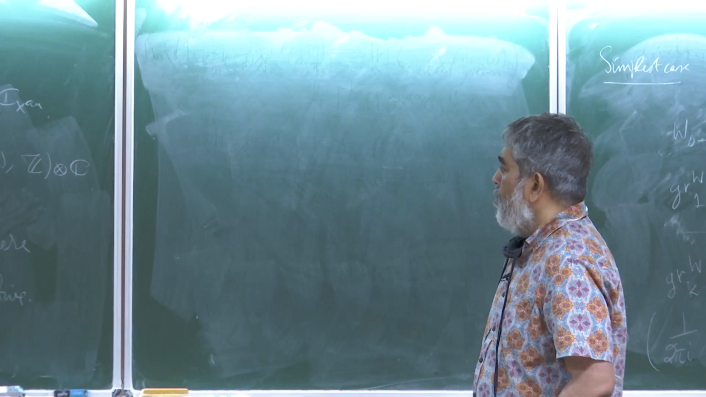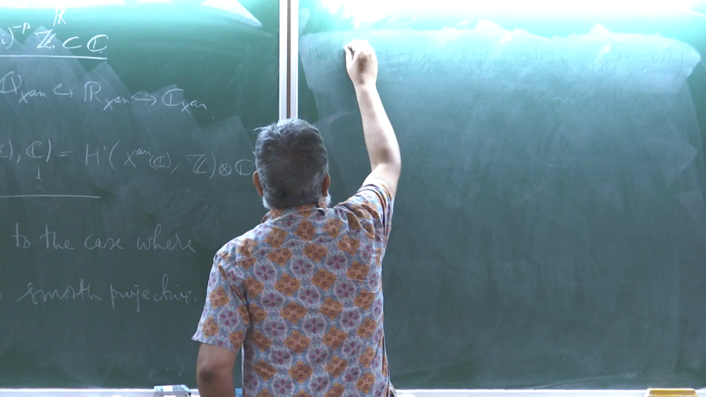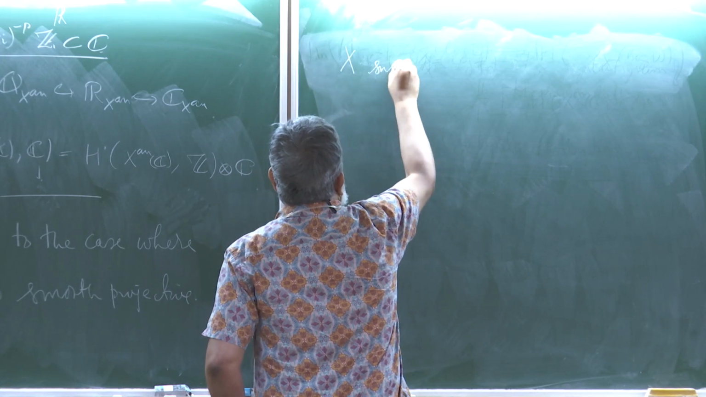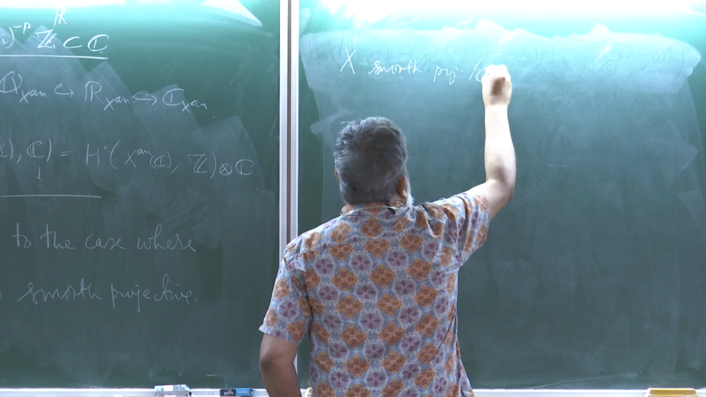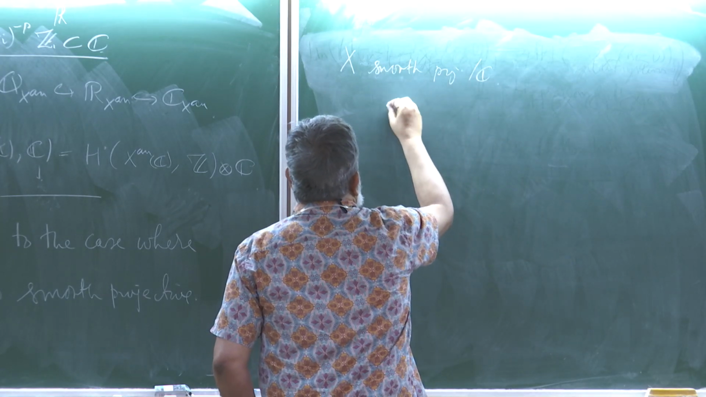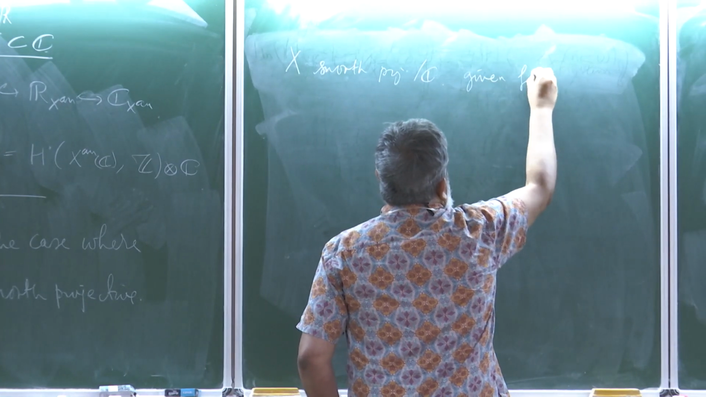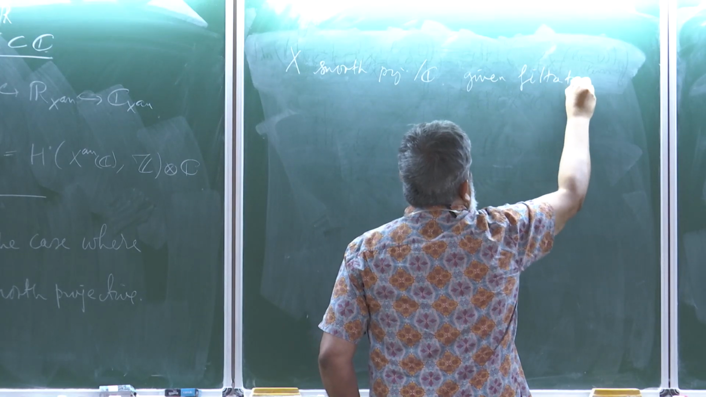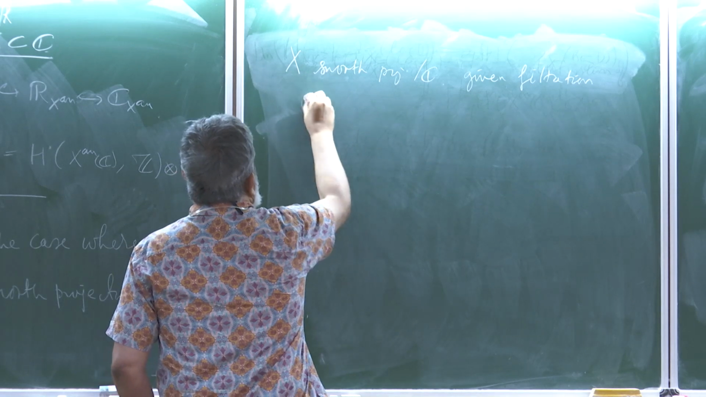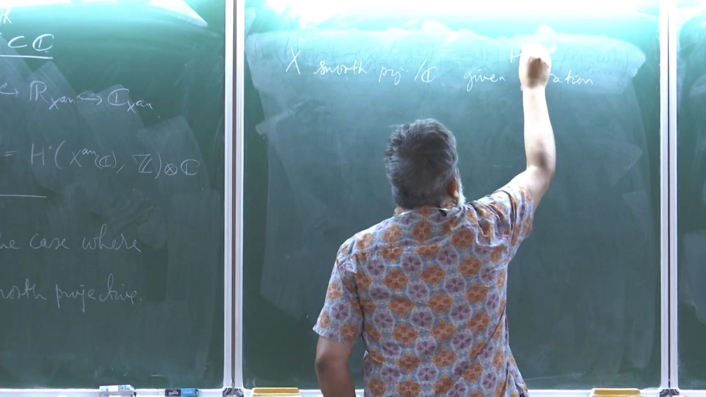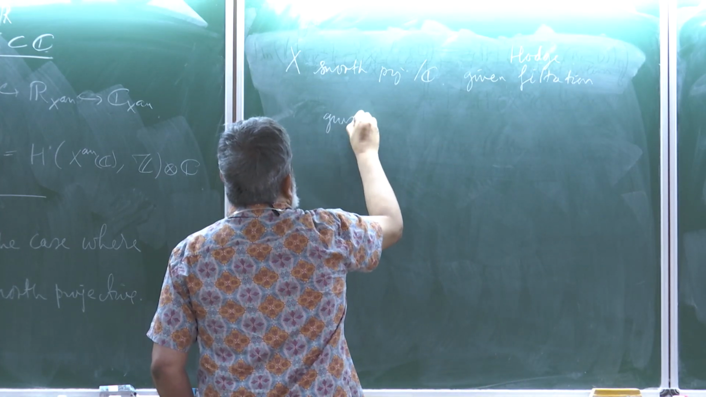Okay, so in the smooth projective case, as I said, this is the classical Hodge theorem. This says that if X is smooth projective over C, then the given filtration gives a Hodge structure. In this case, there is no weight filtration, there is only W0, and the Hodge filtration gives a Hodge structure.